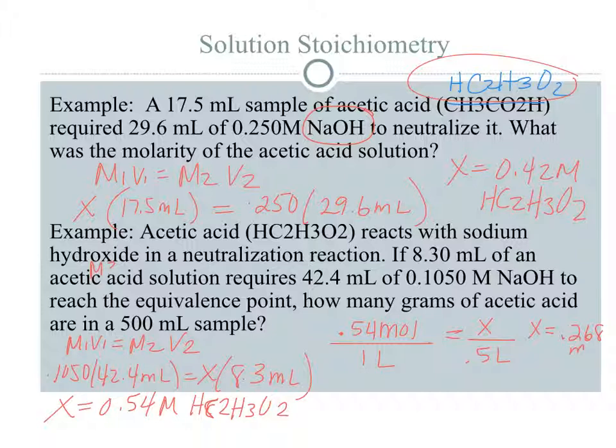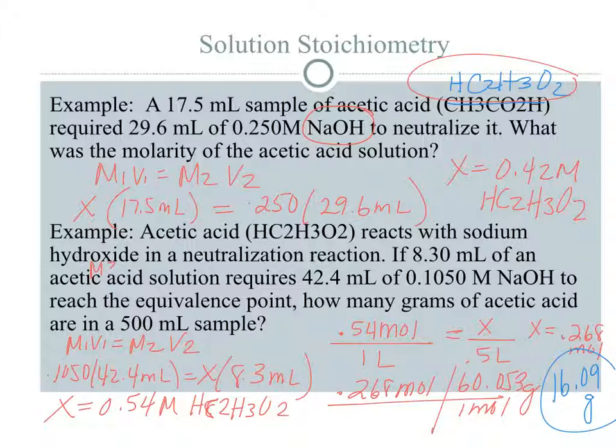0.268 moles. And now I can use my dimensional analysis, and we know that 1 mole has a GFM of 60.053 grams. That is the molar mass of acetic acid, and I come out with 16.09 grams of the acetic acid.